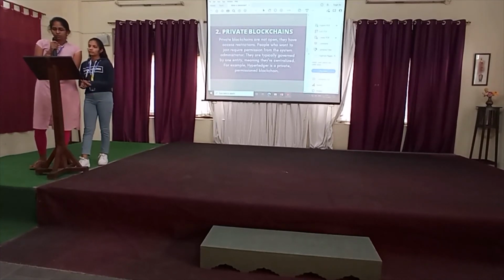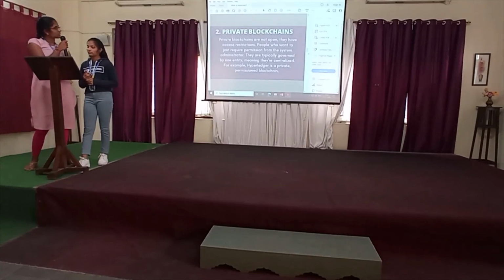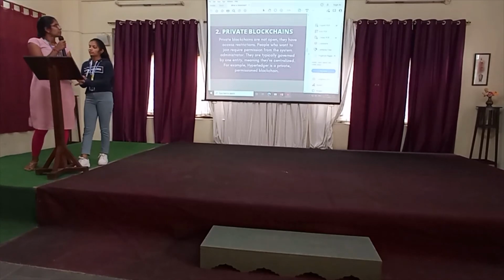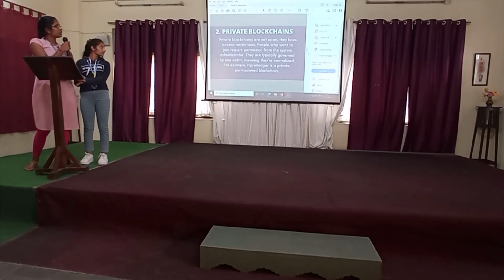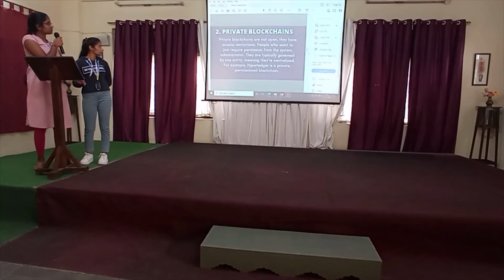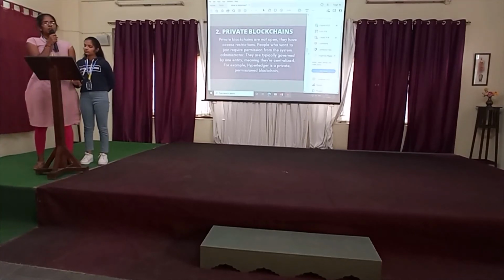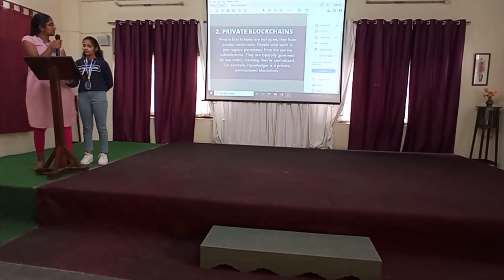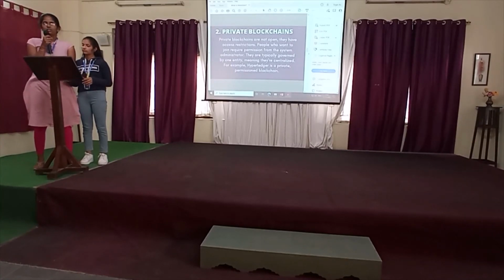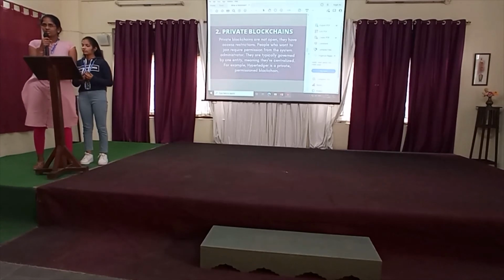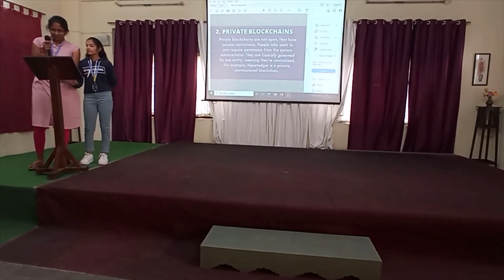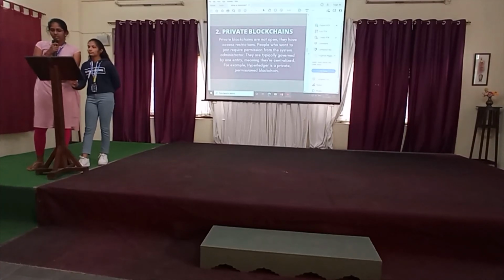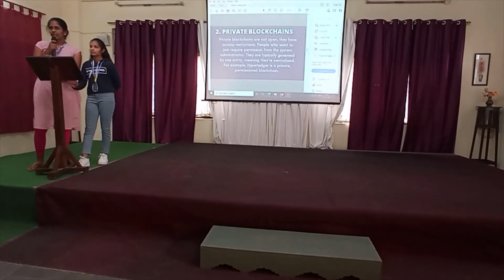Private blockchain. As the name itself says, these are not open, they have access restrictions. People who want to join require permission from the system administrator. Compared to public blockchain, here in private it has restrictions. For private blockchain, Hyperledger is a private and permissioned blockchain example.